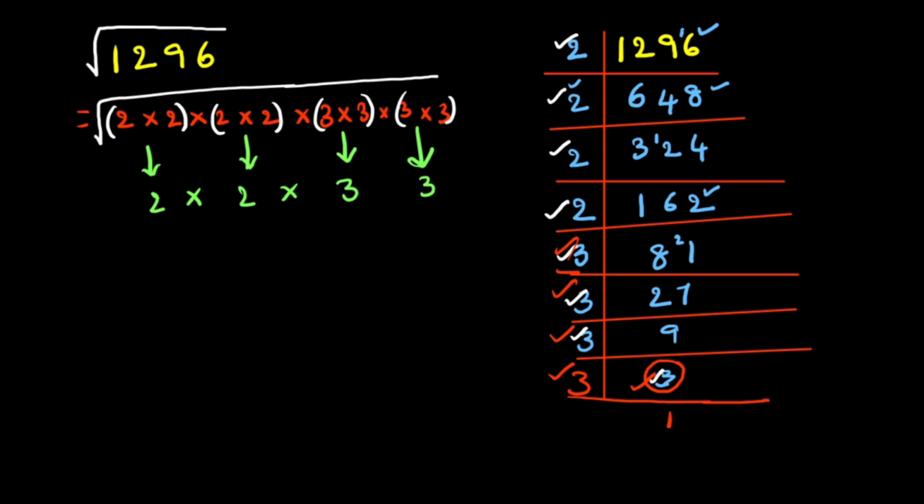Now what is 2 times 2? That is 4. 4 3s are 12 and 12 3s are 36. So the final answer is 36. So this is the model to find the square root using the prime factorization method. One more example.